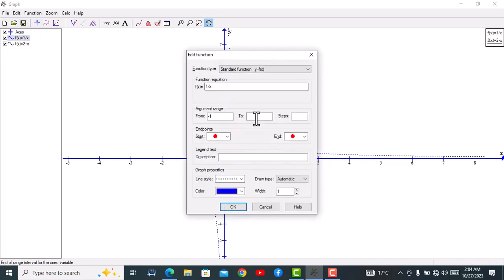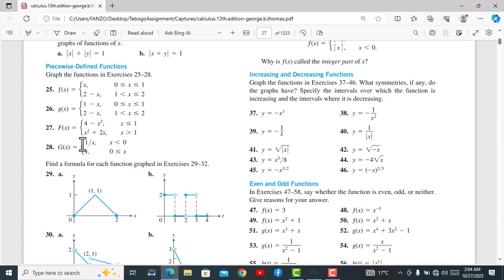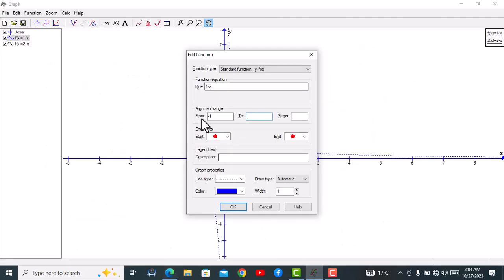Why? Because of this. Here we are saying x should be less than 0, meaning x should be negative. There it is. But now we need to specify on this side where it should end. Where it should end.